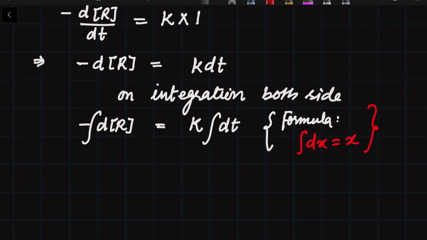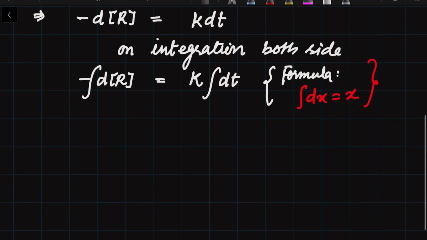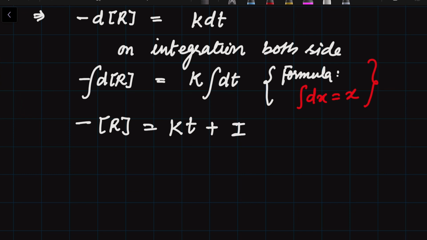Similarly, following this formula, we write minus concentration of R is equal to K, and the integration of dt is written as t. After solving the integration, we write an integral constant, for example I here. You can write C also; in a few books the integral constant is written as C.